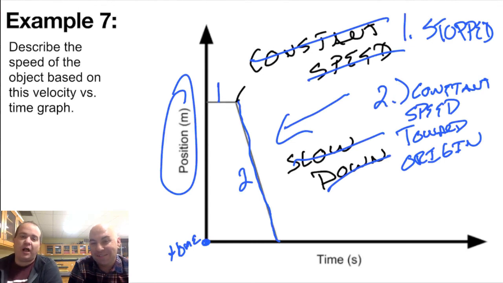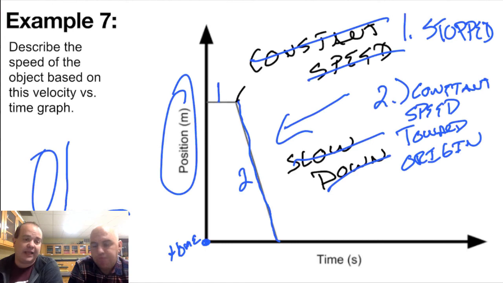All right, guys. So just in all honesty, please be aware that usually the bottom part is time for both of our graphs, but you really have to pay attention to what is on that y-axis. If it's position versus time, you have to be thinking constant speed and not moving. If it's velocity versus time, you have to think of it as speeding up or slowing down. So that's the main difference between them.